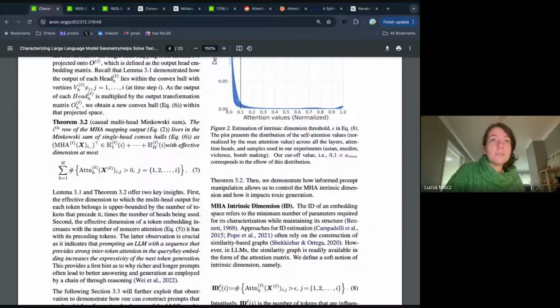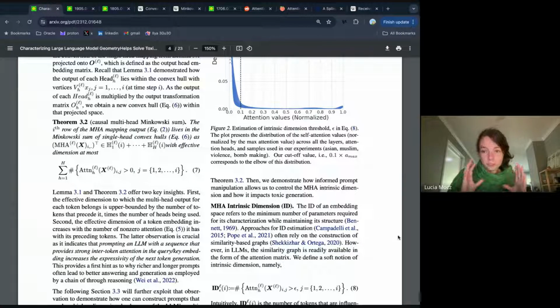I'll save questions about moving from lemma 3.1 to theorem 3.2 for the Q&A if people want to go into some of the mathematical particulars. But the idea still remains the same: the space in which the ith token is going to be predicted is determined by i-1 and before. And it's determined by the convex hull of all the previous predictions.